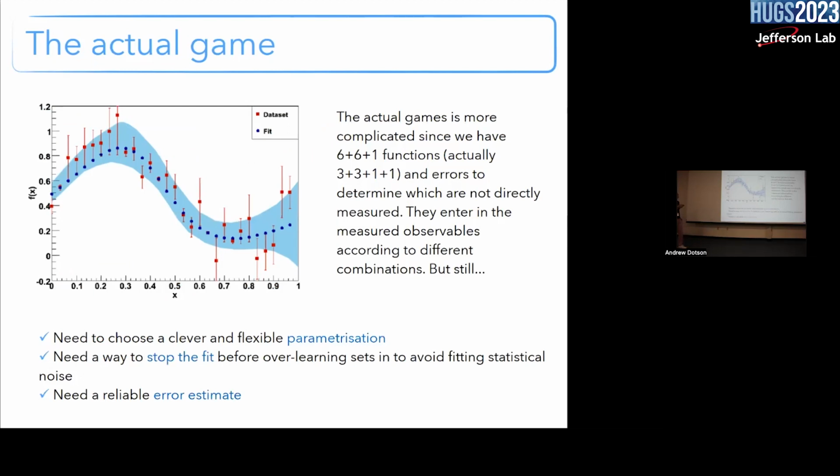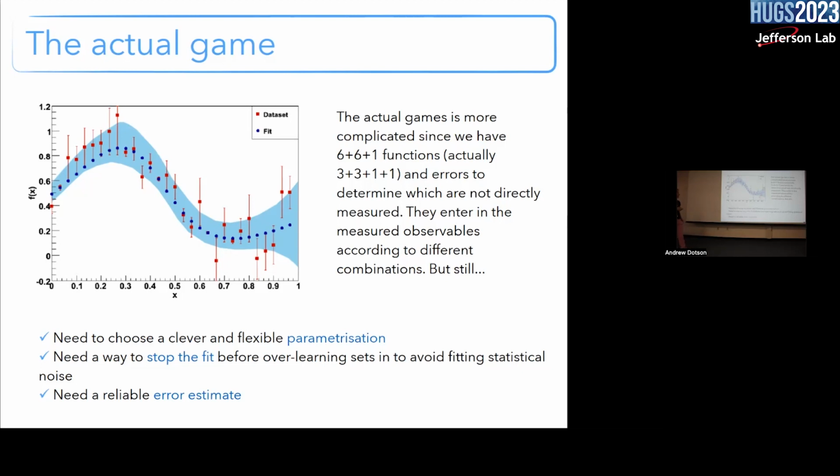But actually the actual game is much more complicated than that, okay? This is the kind of toy model fit that I gave. But the actual game is we have 3 plus 3 plus 1 plus 1 functions if you include the intrinsic charm. And we have errors on quantities that are not directly measured, as I said before, because we have a PDF convoluted with a structure function. And they all enter in measured observables according to different combinations. But the principle is still the same. What I told you in this toy model is the same as in the PDF fit.